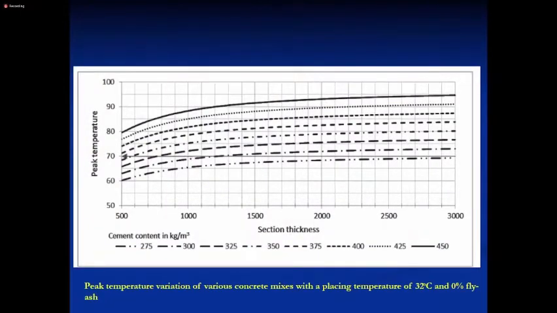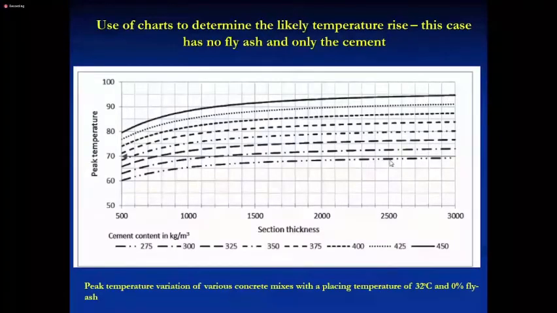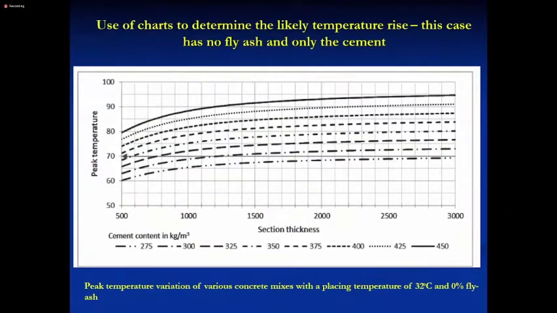So this 0% curve: no fly ash, only cement. And you can see if it is only cement, for very thick sections, only the 275 curve is okay. So if the cement content is less than 275, you can cast any thickness without worrying about DEF.